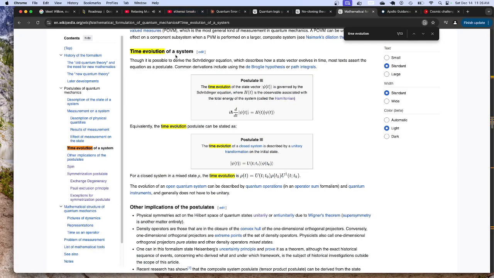Though it is possible to derive the Schrödinger equation, which describes how a state vector evolves in time, most texts assert the equation as postulate. Common derivations include the de Broglie hypothesis or path integrals. So postulate 3: the time evolution of the state vector is governed by the Schrödinger equation, where H is the observable associated with the total energy of the system.